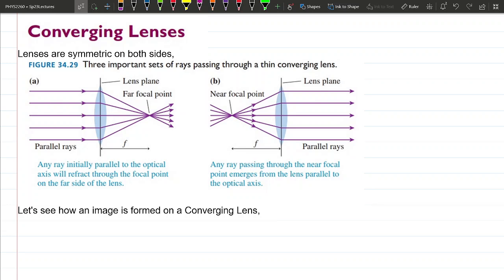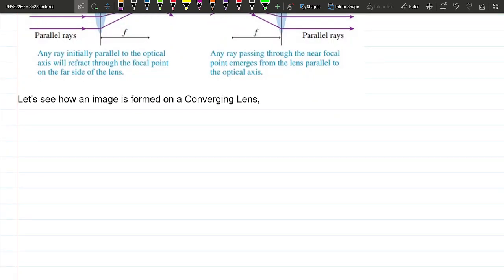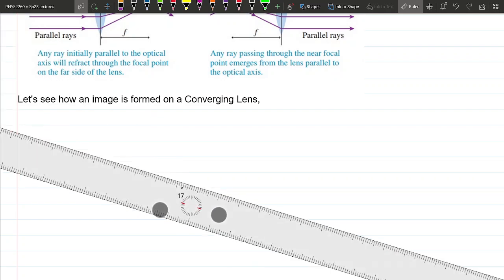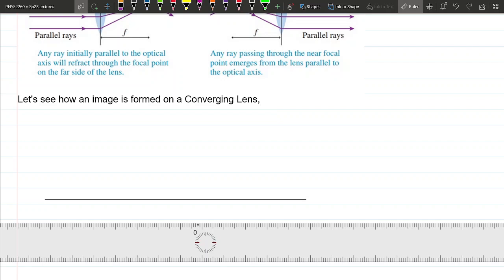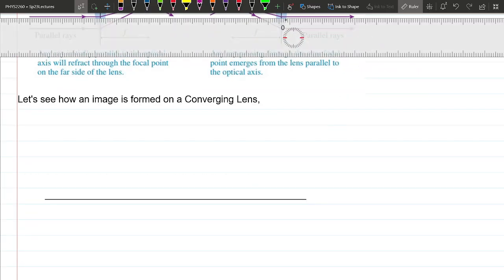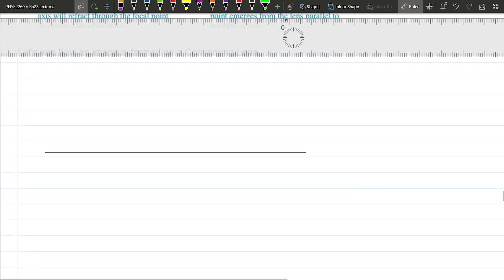So let's do an example of how we can draw these ray diagrams for a converging lens. Let me pick up my little ruler here. The first thing you want to do is draw the optical axis. You always want the optical axis to be nice and solid, and it's just a horizontal line. Then you place the lens somewhere, and this depends on what we're trying to draw. In this case, I'm just going to draw it in the middle. Since it's a converging lens, it'll look like a little leaf shape.